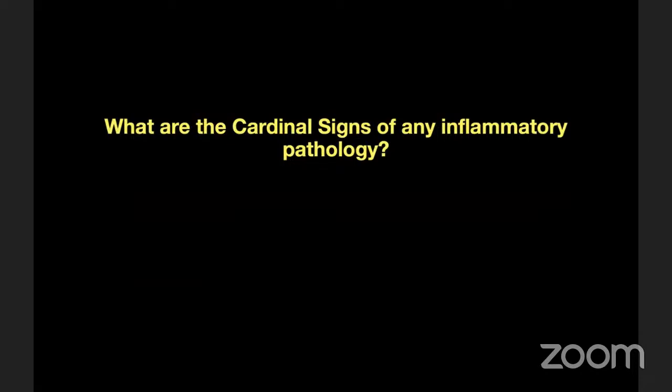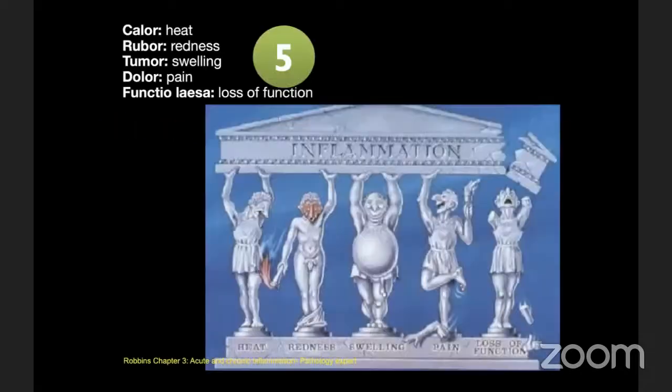Now, when we talk of orbital inflammation, it is very important to first understand what are the signs of inflammation. So if we revisit our Robbins, we all know that the 5 most important cardinal signs of any inflammation are calor, which is for heat, rubor, which is for redness, tumor, which is for swelling, dolor, which is pain, and functio laesa, which is nothing but loss of function. So these are the 5 cardinal signs of any inflammation, not just with respect to the orbit, but in general.